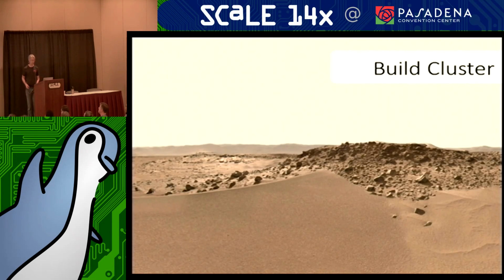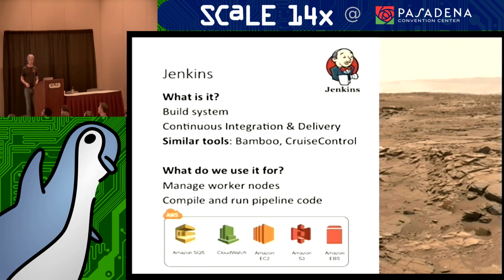The next piece of the system is the build cluster. The build cluster has a master node which is running Jenkins. Jenkins is a continuous integration system. It's similar to tools such as Bamboo and Cruise Control. The typical use case for Jenkins is that you would have it monitor your source control repo, and when code is committed, Jenkins would pull that code, run a build, and then make the results of that build available.